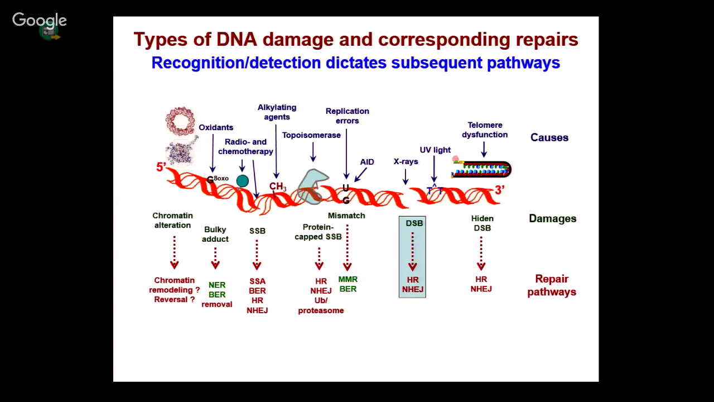So they lead to different pathways, and everything is determined by the type of damage. For example, if you have a mismatch, then mismatch repair is turned on, or base excision repair can also do this, and these come from replication errors. If you have, for example, ionizing radiation, the energy is high enough to cause a double strand break. Then you have double strand break repair, which is the so-called homologous recombination or non-homologous end-joining repair pathway. So the damage determines the repair pathway. There are many, many ways which have been studied.